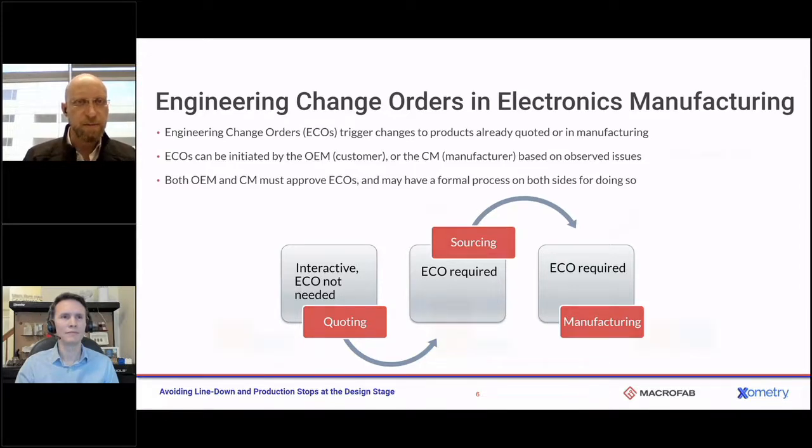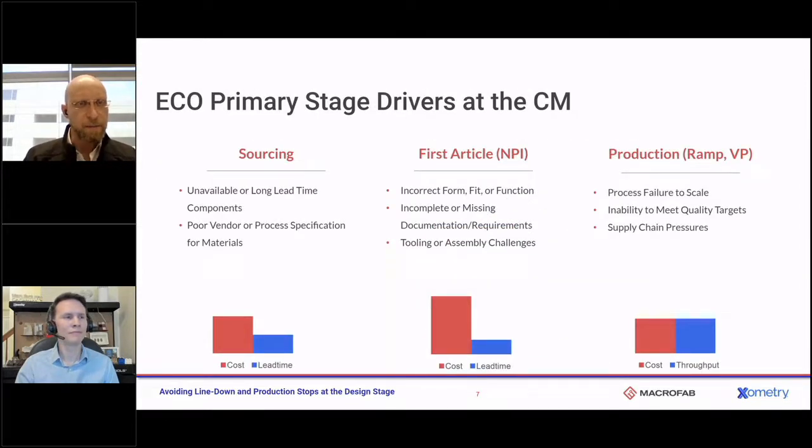All right, let's go ahead and step forward one slide. So let's think about what actually drives those engineering change orders at the contract manufacturer. When we look at the sourcing phase, the number one cause is unavailable or long lead time components, right? During quoting, the materials were available, but now all of a sudden we go to buy them, the lead time changes, the pricing changes, or they're not available. That's going to create issues. We have to go out and find alternates, and we have to get those approved.